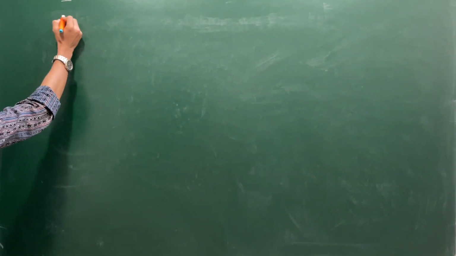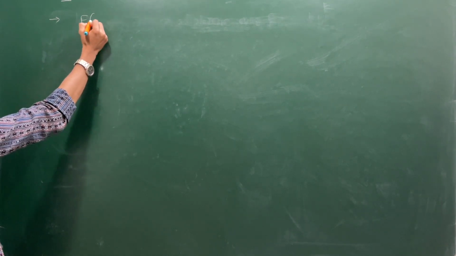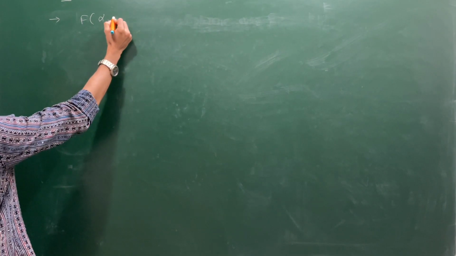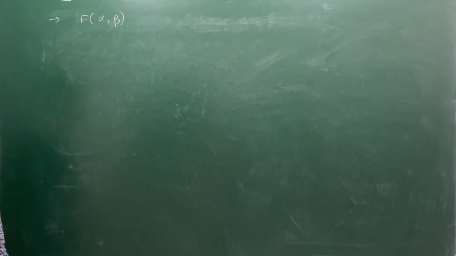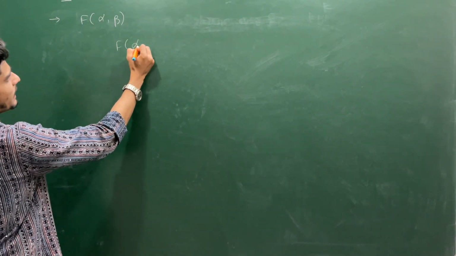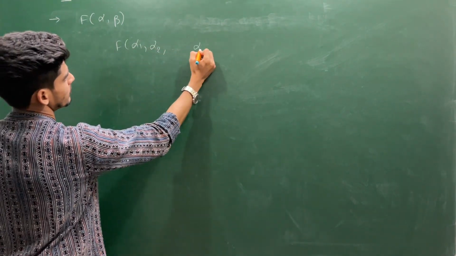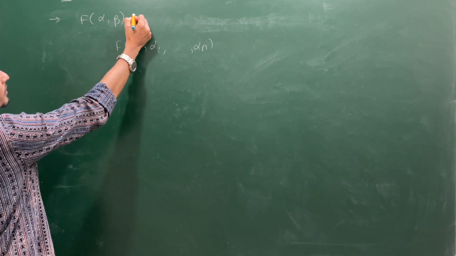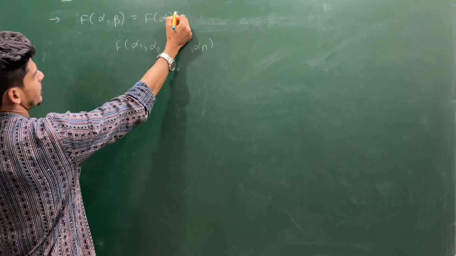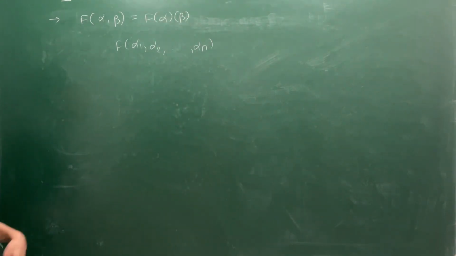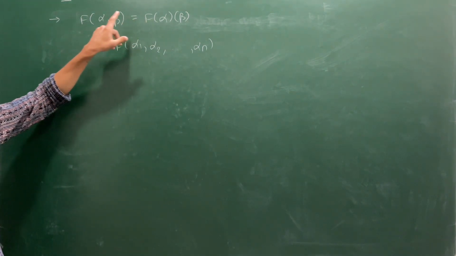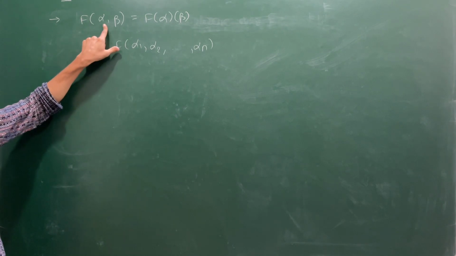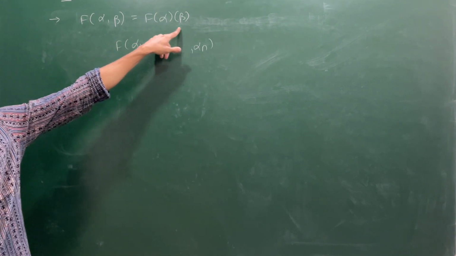Now let me define. If you say F(alpha), you can think of F(alpha, beta) also. You can think in F(alpha1, alpha2, ..., alpha n) also. You can think of this structure. Can I say this F(alpha, beta) is the same as F(alpha)(beta)? Let me tell the meaning of this. You know the meaning of this: it is the smallest field containing F, alpha and beta, or the field generated by alpha and beta over F.